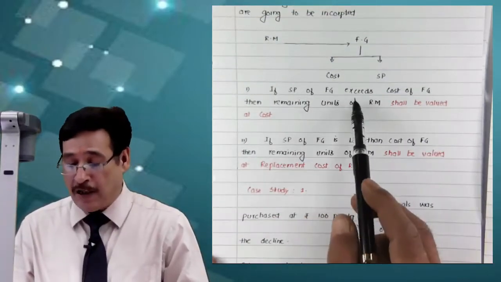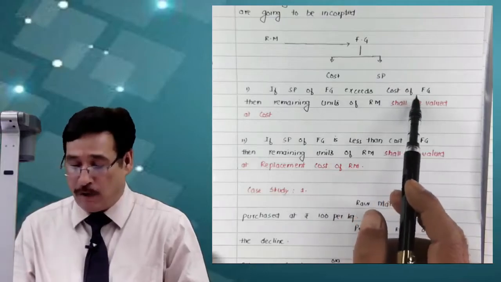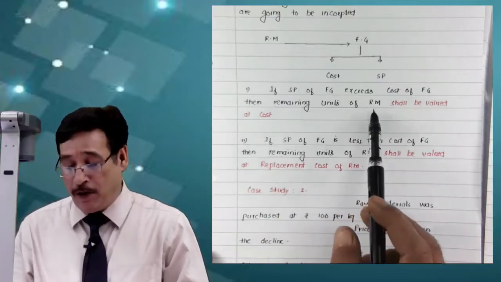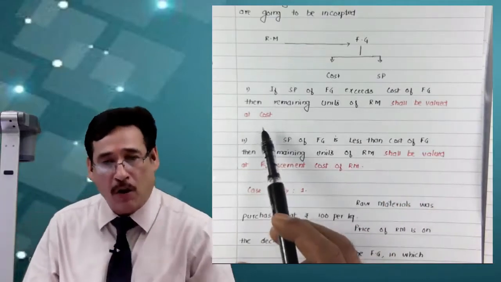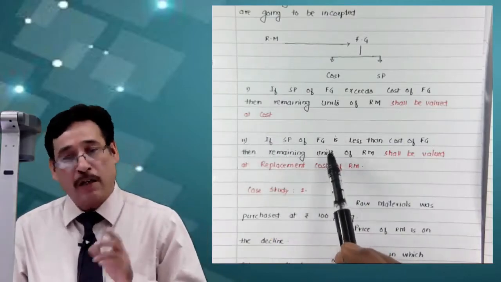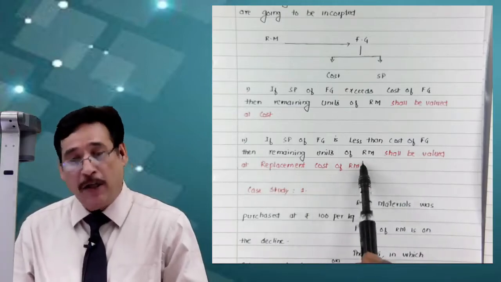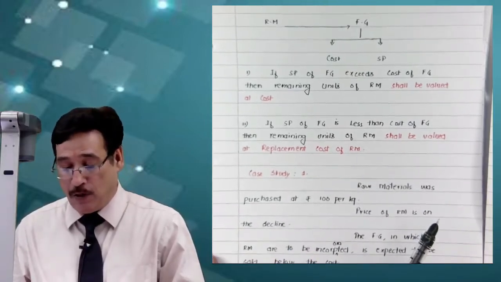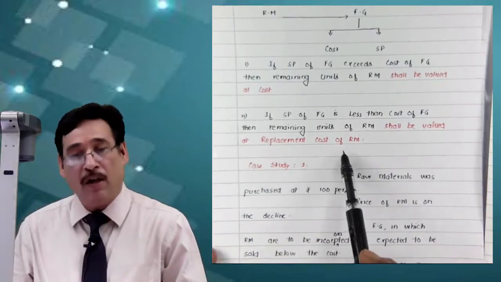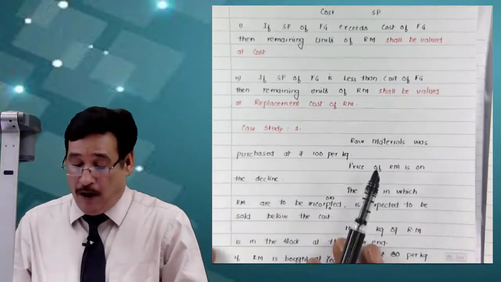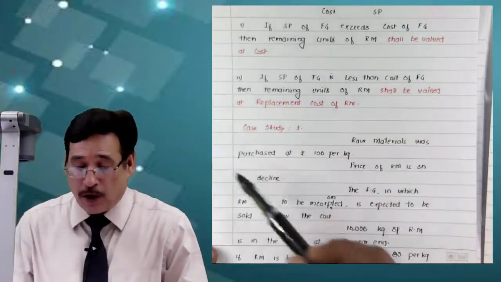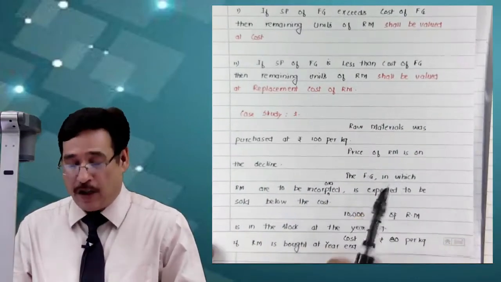If the selling price of the finished goods exceeds the cost of the finished goods, then the remaining units of the raw material shall be valued at cost. However, if the selling price of the finished goods is less than the cost of the finished goods, then the remaining units of the raw material shall be valued at replacement cost of raw material. Is it clear to you? And in order to comprehend this particular point, I have given you a case study also.